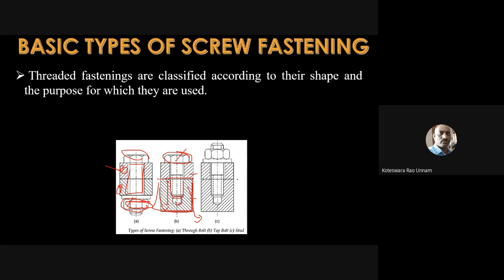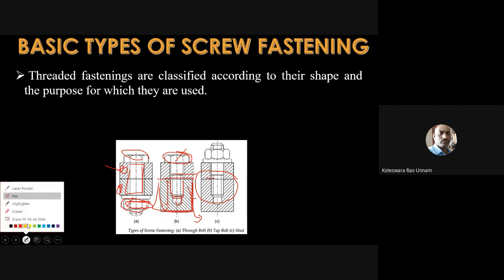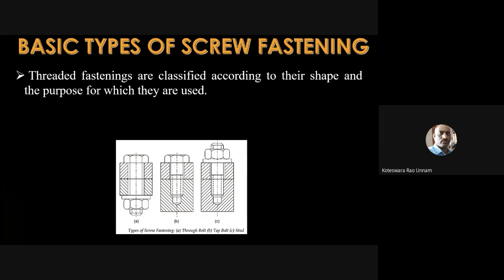Then the third one is a stud. What is the difference between this one and the others? If you look at these pictures carefully, in the first two cases you have a head on the bolt, but in the case of a stud you don't have any head. It is a threaded portion, and the threads are cut on either side, on the left side as well as the other side.